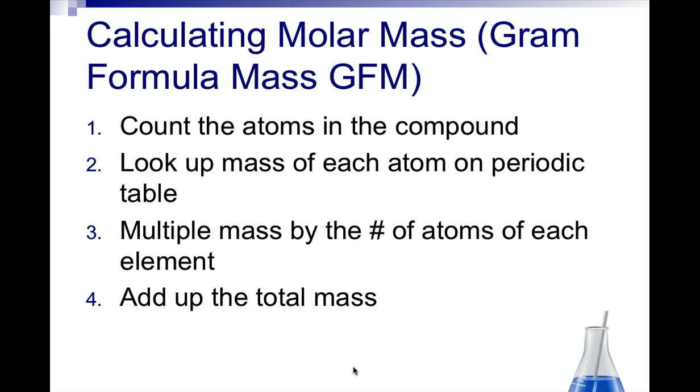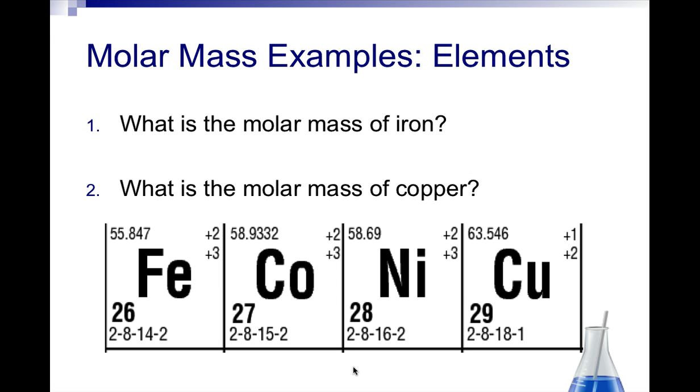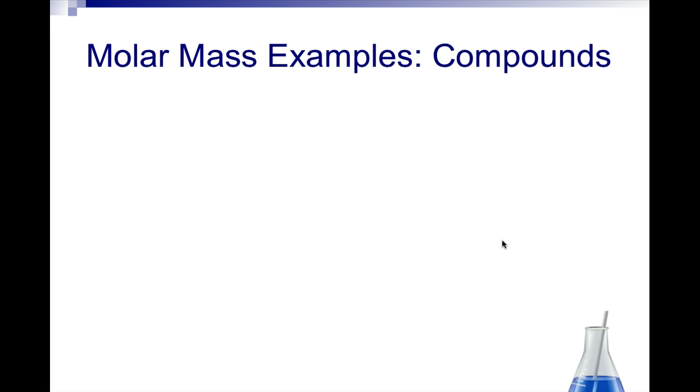mole. So to calculate the molar mass, we're going to count the atoms in the compound. We'll look up the mass for each atom on the periodic table. We'll multiply the mass by the number of atoms of each atom and then add up the total masses. So for example, the molar mass of iron is 55.847 grams per mole, and then the molar mass for copper is 63.546 grams per mole.